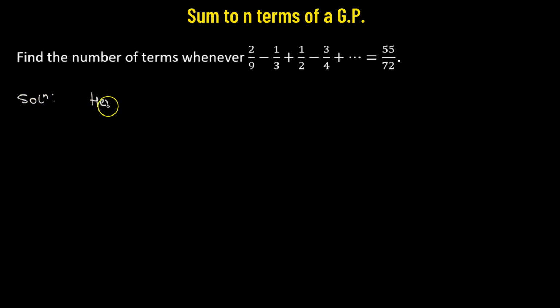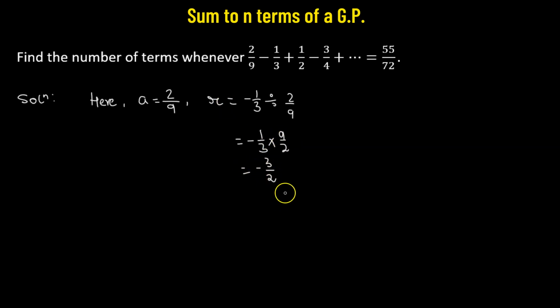Here, if we consider the first term represented by the letter A, it has a value of 2 over 9. To find out the common ratio, we take the second term, which is -1/3, and divide it by the first term, that's 2 over 9. This is going to give us -1 over 3 multiplied by 9 over 2. So this is -3 over 2.